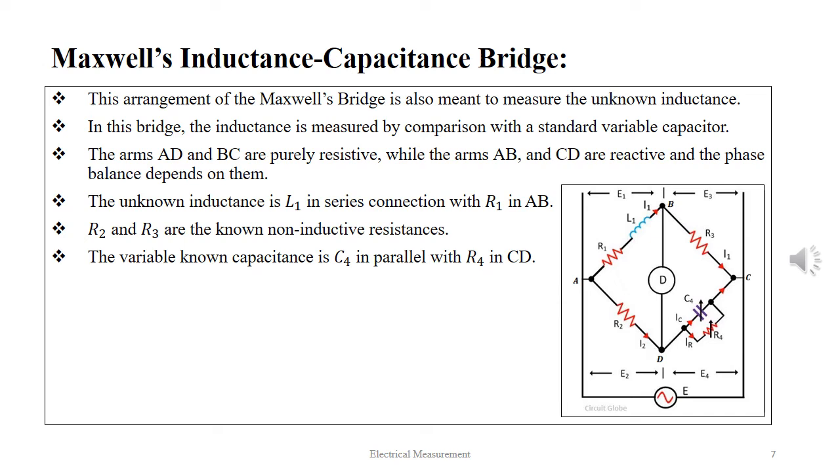The unknown inductance is L1 in series connection with R1 in the AB arm. R2 and R3 are the known non-inductive pure resistances in the AD and BC arms respectively. The variable known capacitance is C4 connected in parallel with R4 in the CD arm.